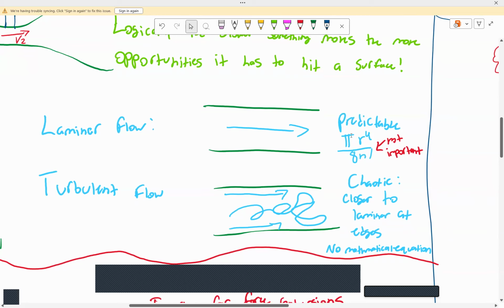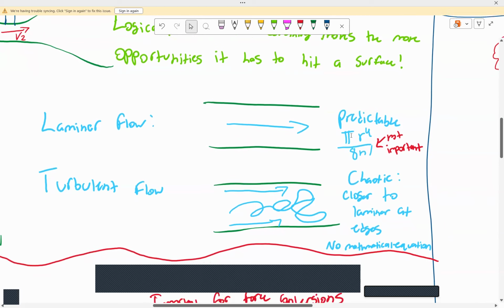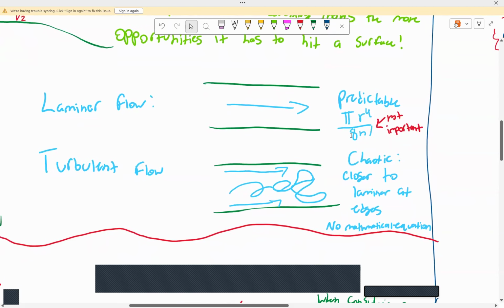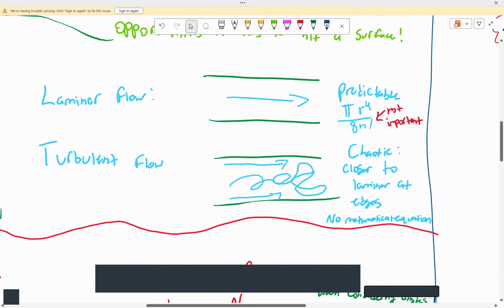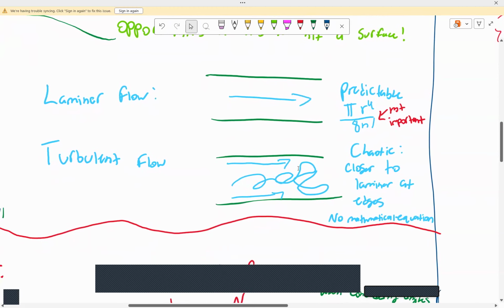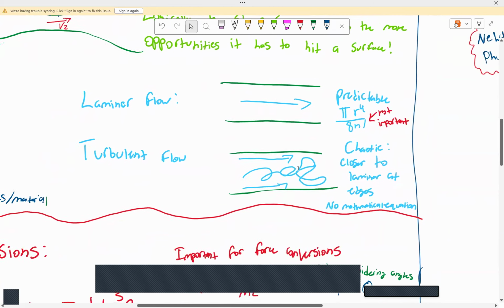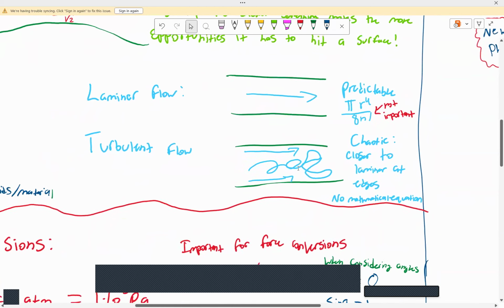That's not really an important equation for the MCAT. I have not memorized it and all the variables associated with it. Then you have turbulent flow, which is very chaotic, but the closer to the edges of the pipe, the more similar to laminar flow and the more predictable it is. Otherwise it's just chaotic. There is no mathematical equation, or at least none that you need to know for the MCAT.